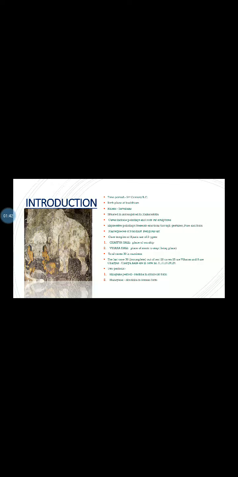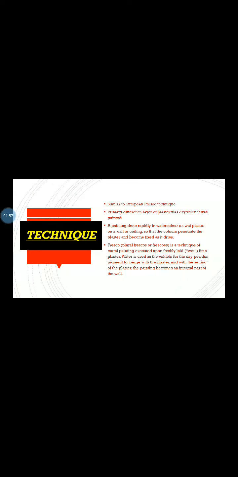After this we find two periods. One is the Hinayana period, in which the Buddha is shown in symbolic form, and the second is the Mahayana, in which the Buddha is in human form. Now we will talk about the technique of Ajanta, which is known as the fresco technique, similar to the European fresco technique. The primary difference is that the layer of plaster was dry when it was painted.